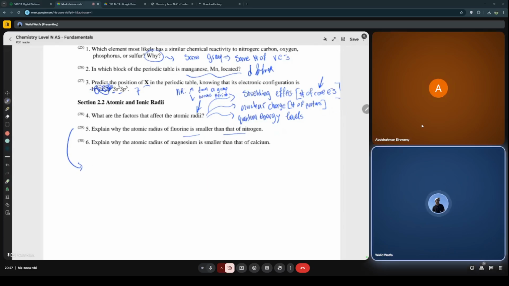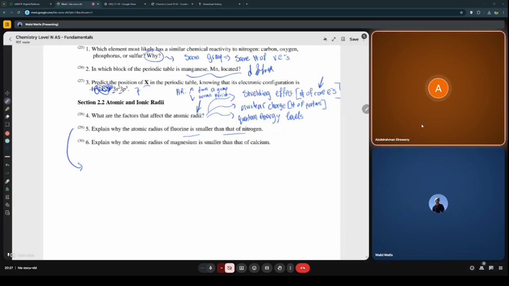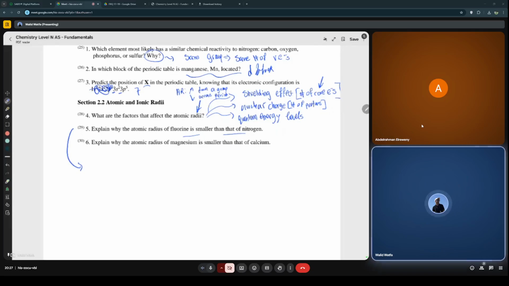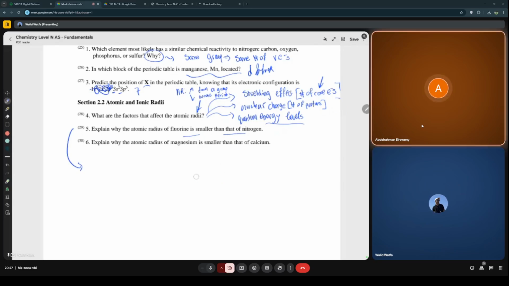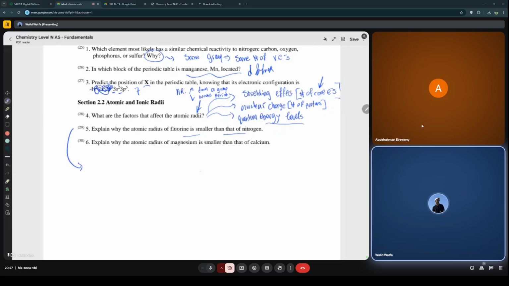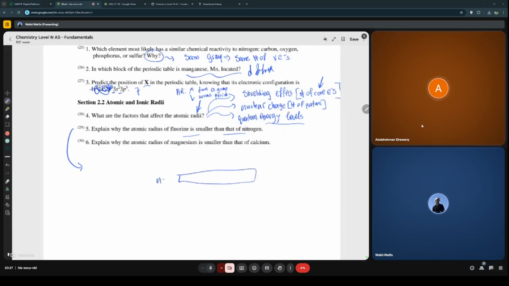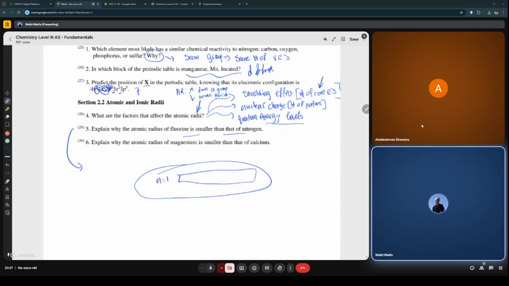What are the 3 factors that affect atomic radius? The shielding effect, nuclear charge, quantum energy level. Since the radius is decreasing, that means one of these is getting bigger. Is it the quantum energy levels? Is n increasing across a period? No, it's the same period. If this is period 1, then it's all n equals 1. Actually, n equals 1 is just 2 elements, hydrogen and helium.